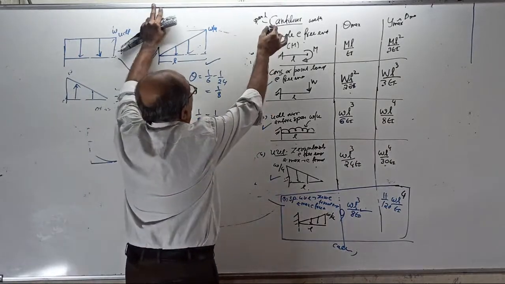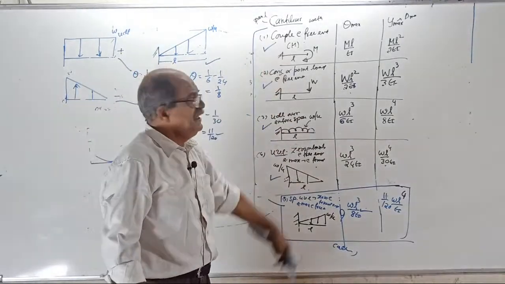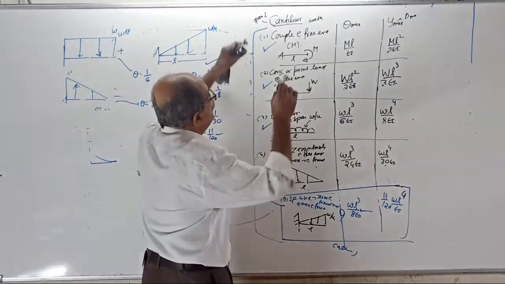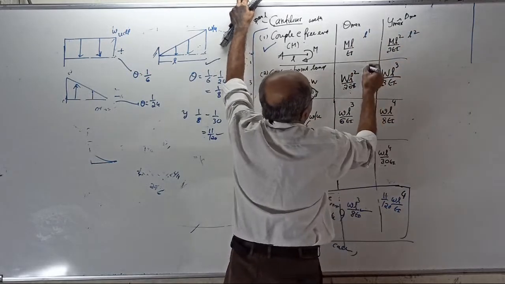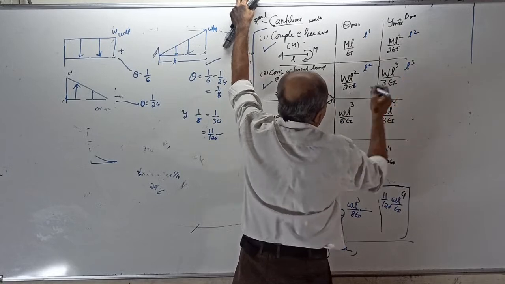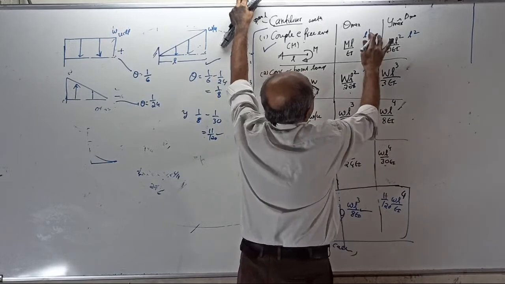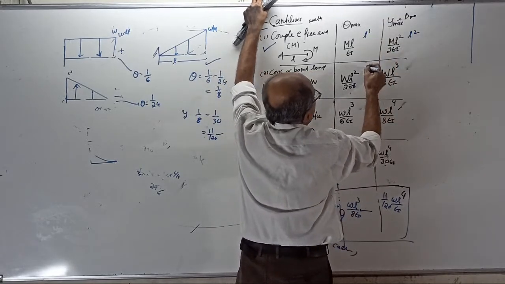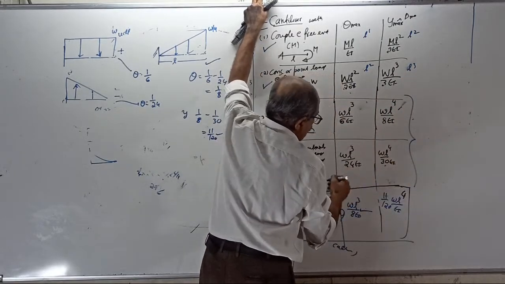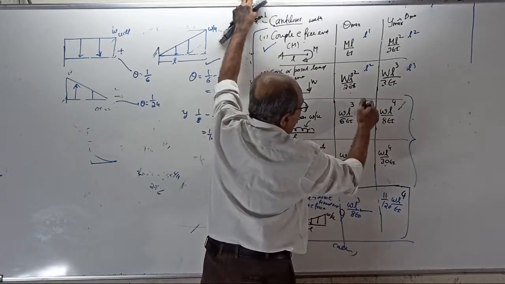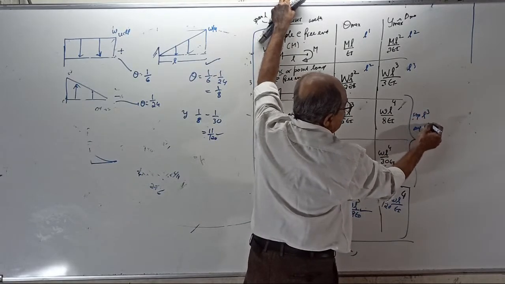Now, are all these cases clear? Tell me. Once all these cases are clear, I will come back and tell you how you know L power 1, L power 2, L power 3. Why L power 1, why L power 2, why L power 3? For all these cases, why is slope L power 3 and deflection L power 4?